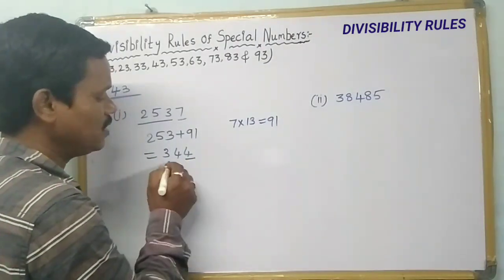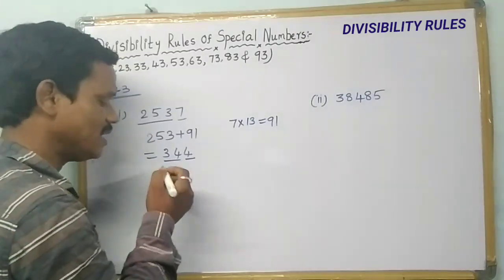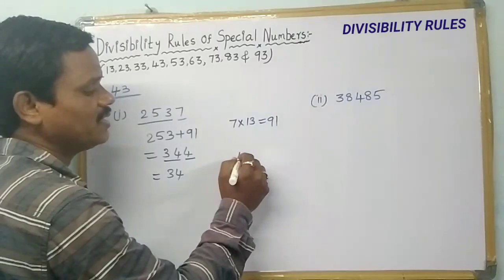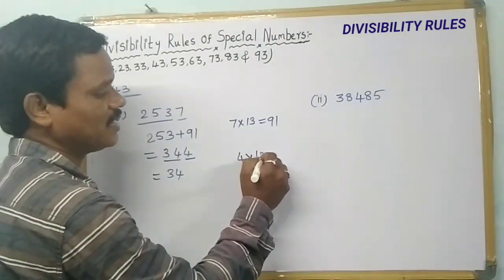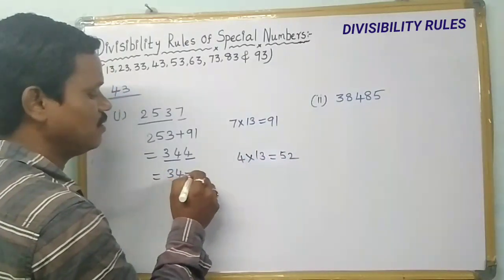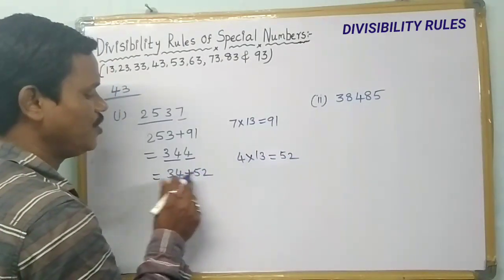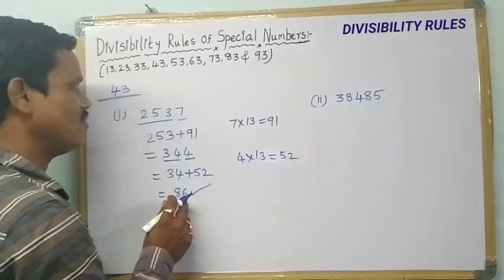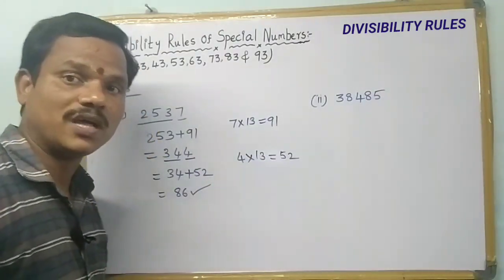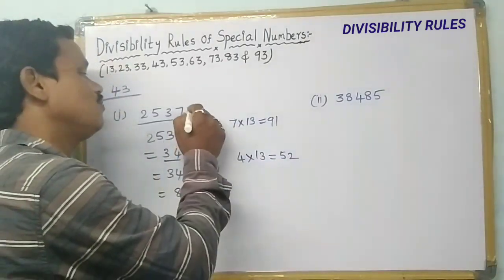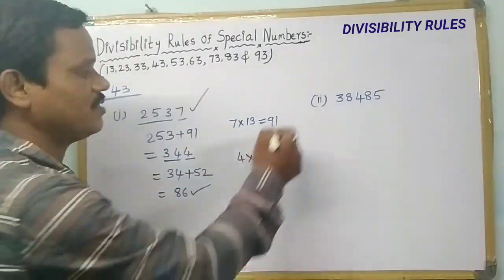4 is the first part, 34 is the second part. Write the second part 34 as it is. Now multiply the first part number by 13. 13 fours are 52. Now add this: 52 plus 34 is 86. 86 is a multiple of 43. 43 twos are 86. So this is divisible by 43. 2537 is divisible by 43.